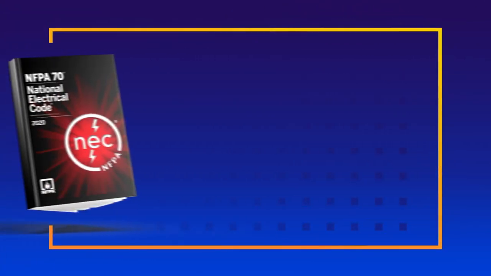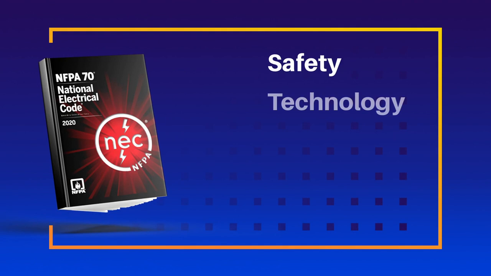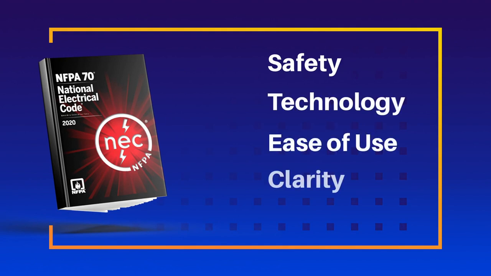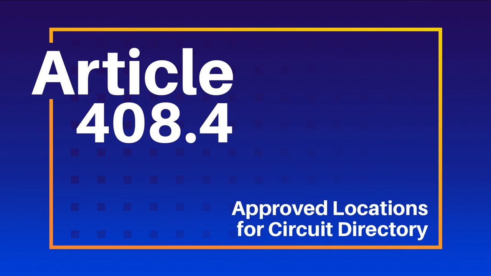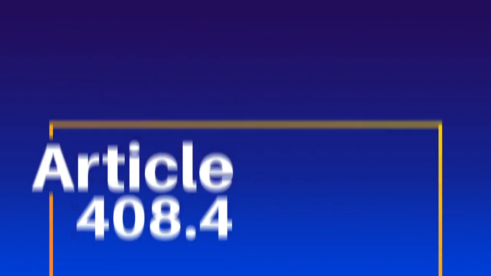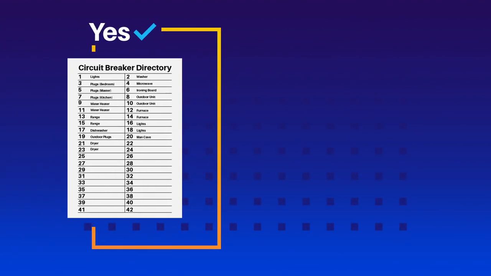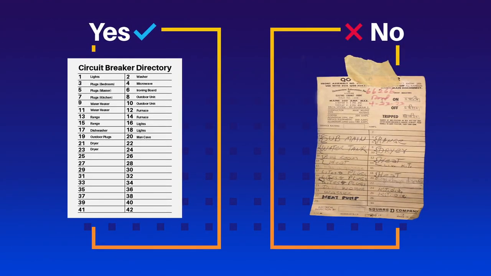Code changes happen for a multitude of reasons, and sometimes it's difficult to determine what the intent of the change is. It might seem subtle when looking at the change made to 408.4, approved locations for circuit directory for a panel board, but having an accurate and legible circuit directory for a panel board can not only save time, it can also seriously improve safety.